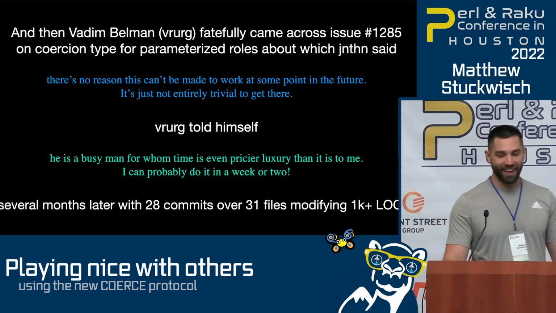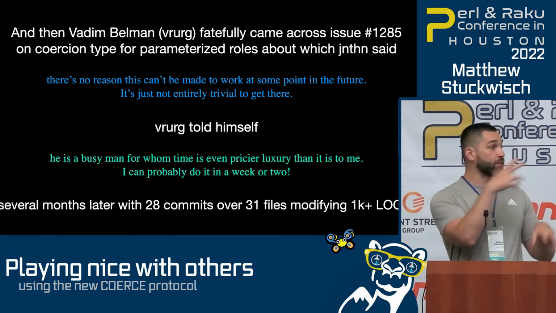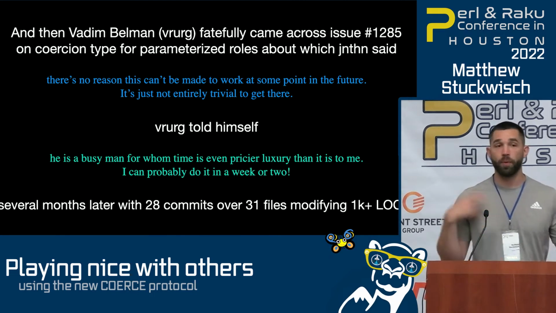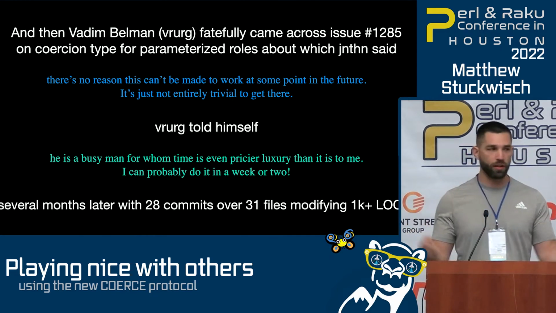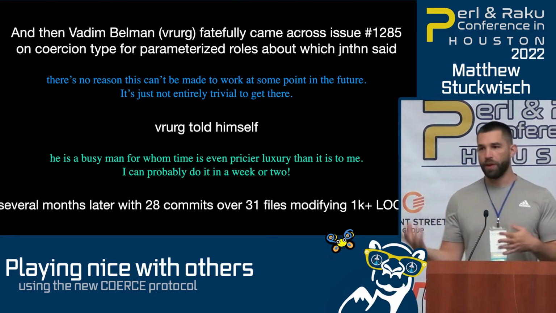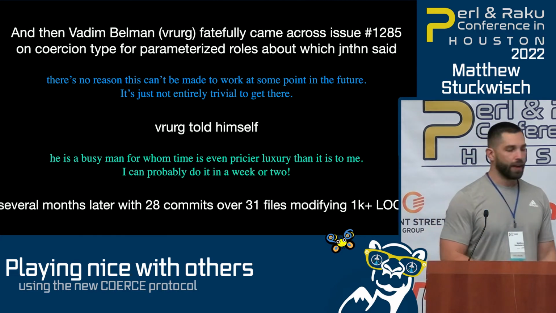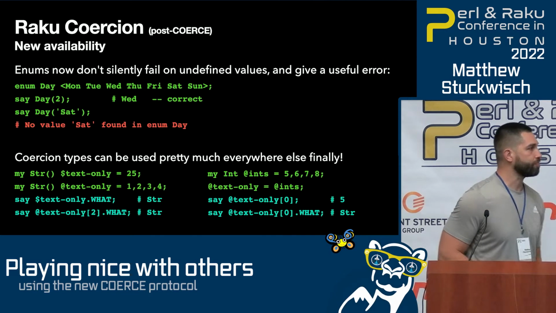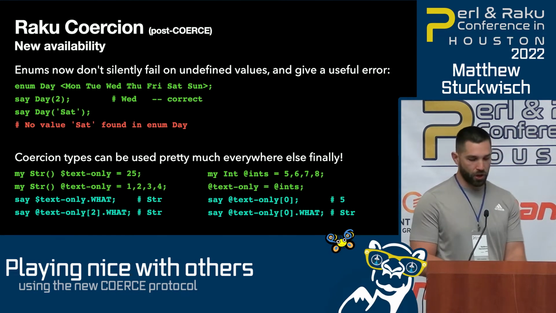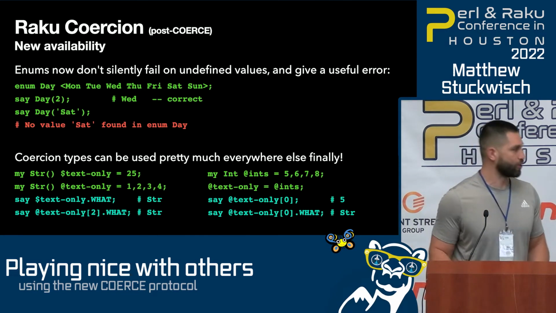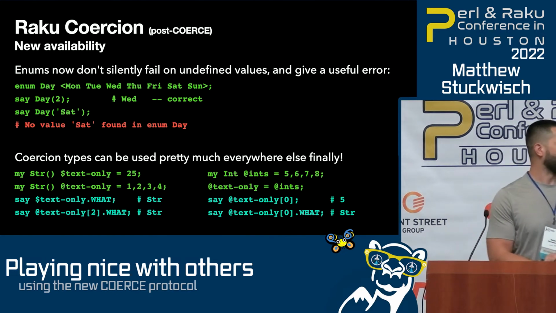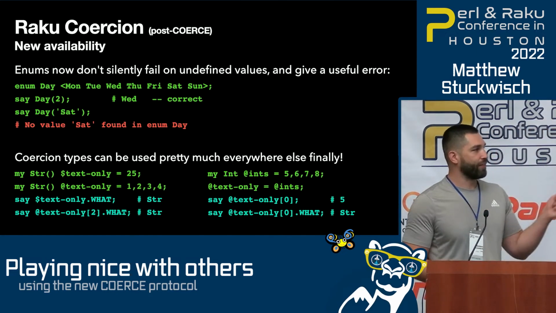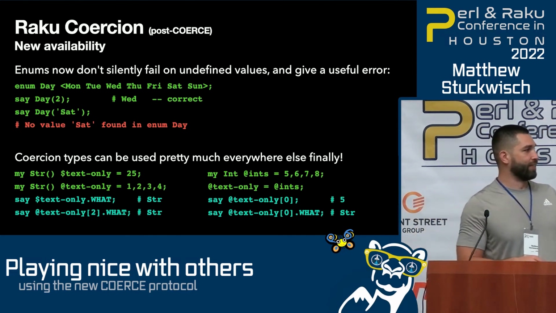All right. And there was also, to be fair, a lot of discussion on GitHub when we were talking about, okay, but how is this going to work? A little bit of bike shedding on what names we're going to use, methods, things like that. But here's where we're at now. All right. So this is the post-coerce method coercion stuff. Enums now don't silently fail on undefined values. They actually give a useful error.